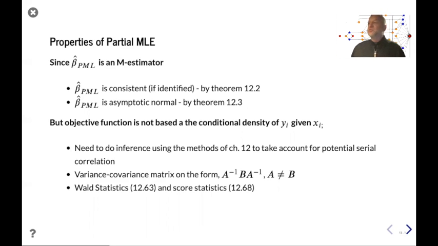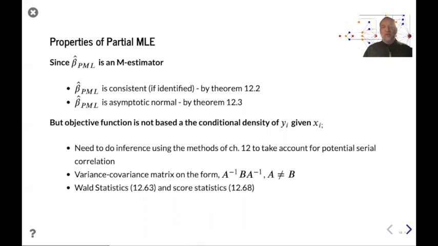It's technically identified in the sense that the objective function has a unique minimum, in expectation and also in the sample. Otherwise, we would not be able to minimize it. But it's consistent if it's identified. That's the short version. That's a property of an M estimator. It's asymptotically normal and has a known variance covariance matrix.